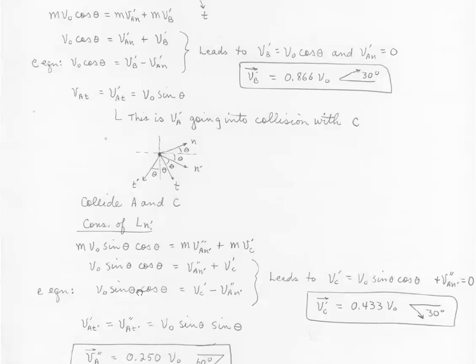If you do a coefficient of restitution equation with A and C, the initial normal velocity for A is this right here. The initial for C is 0, and the final for C is this right here minus the final for A. Again, if you add these two equations together, you end up with VC prime equal to V naught sine theta cosine theta, and VA normal prime equal to 0. So for VC prime, plugging in the numbers right there, you get 0.433 V naught at this angle of 30 degrees.